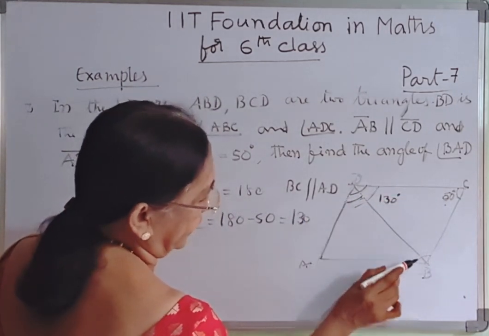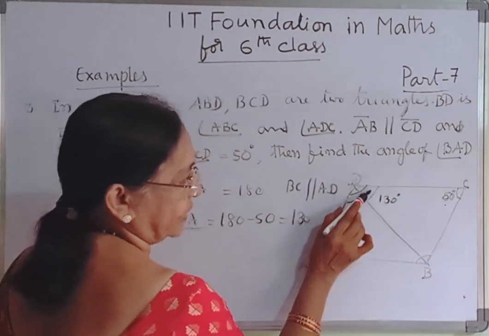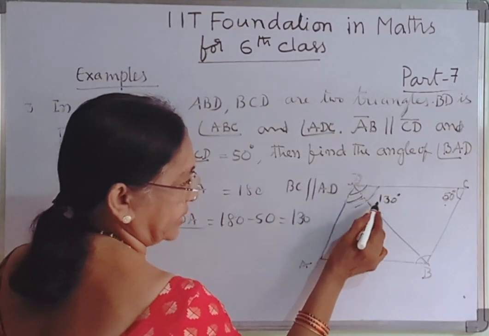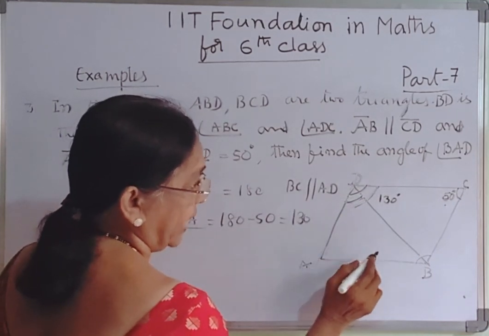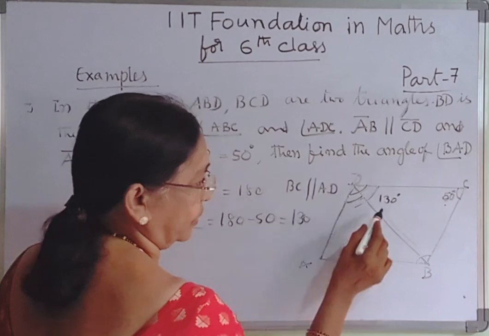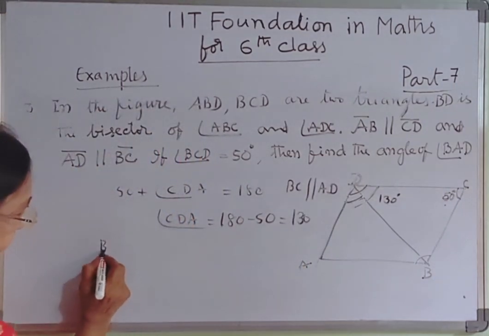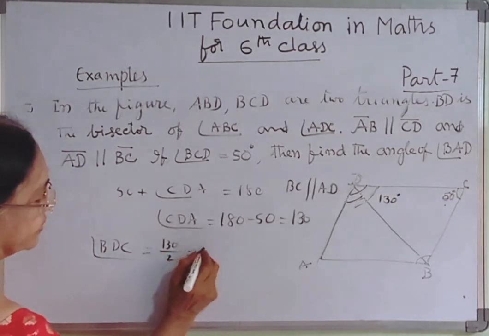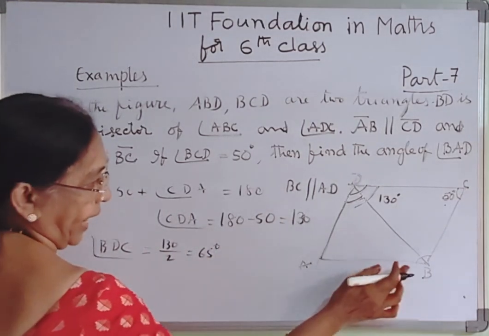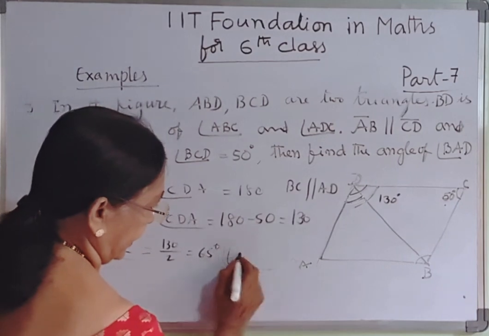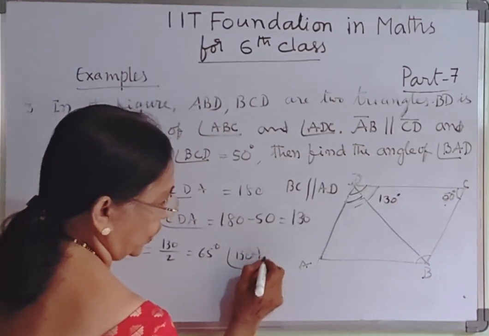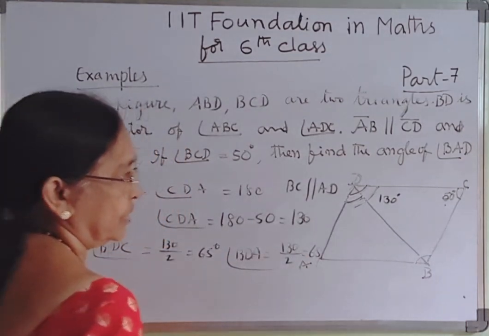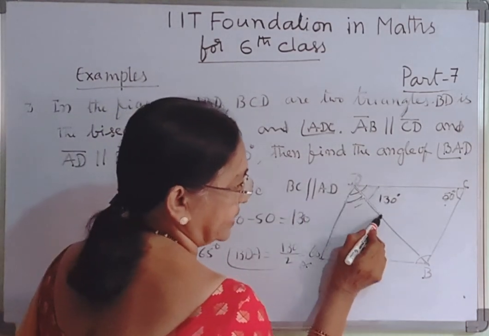But BD is a bisector of this angle. Therefore, half of this angle is 65 and this angle is 65. That is, angle BDC is equal to 130 by 2, 65 degrees. Also, angle BDA is also 130 by 2, that is equal to 65 degrees. So, as we know, this angle is 65 degrees.